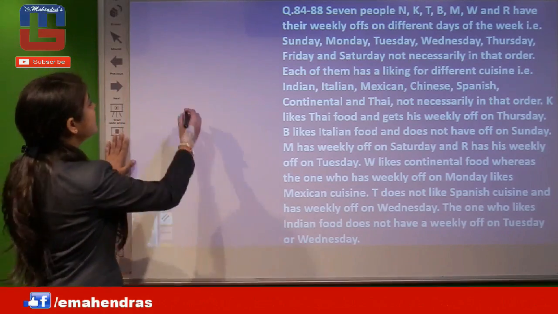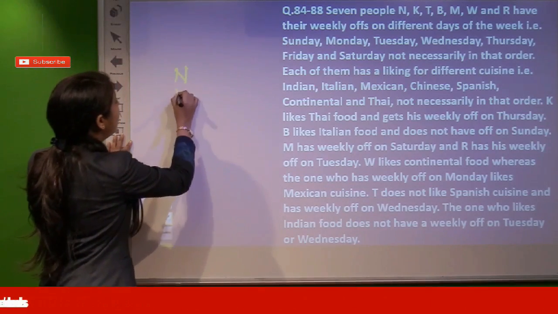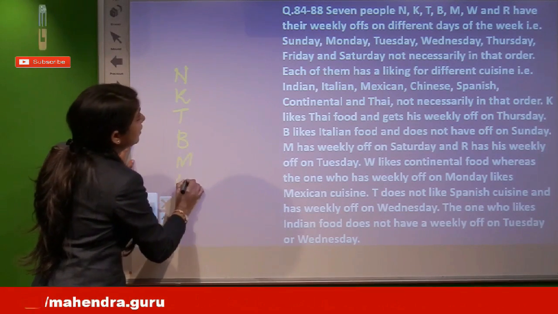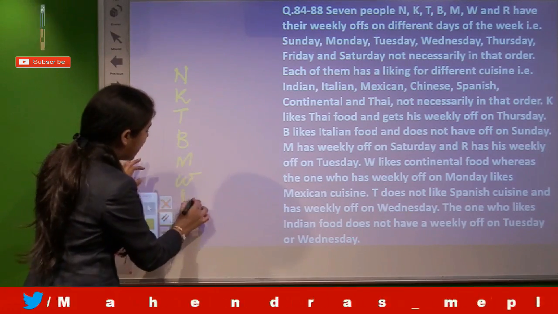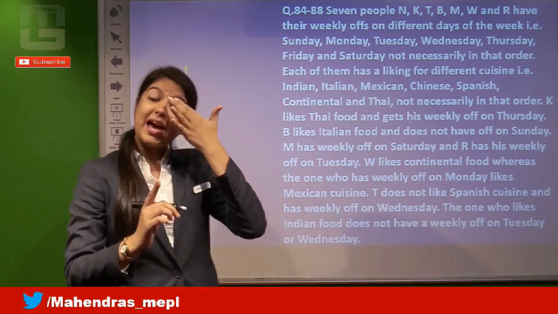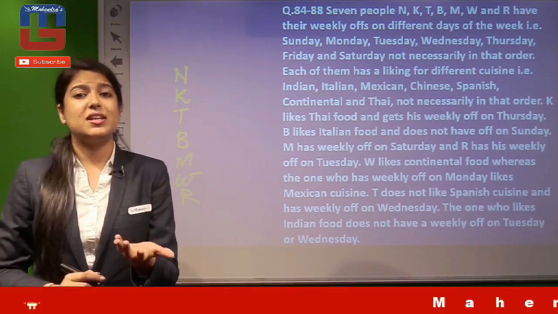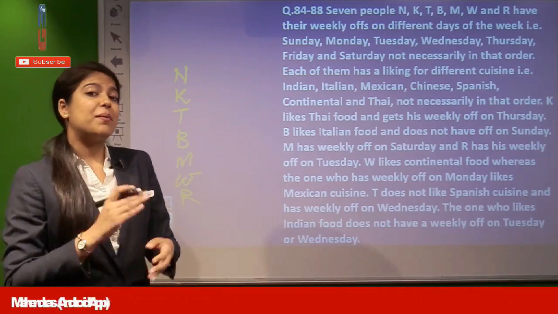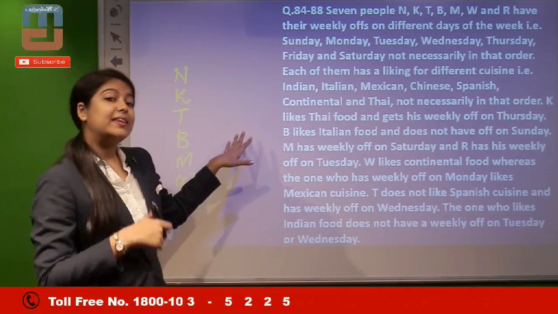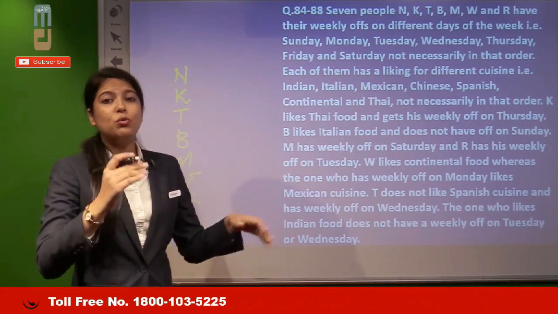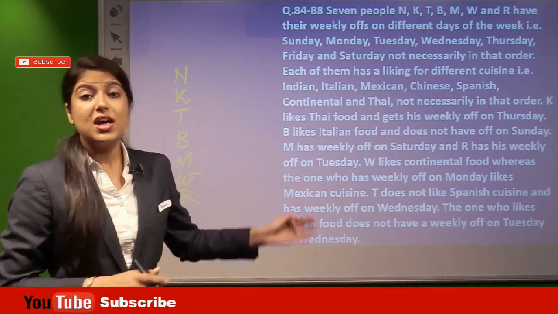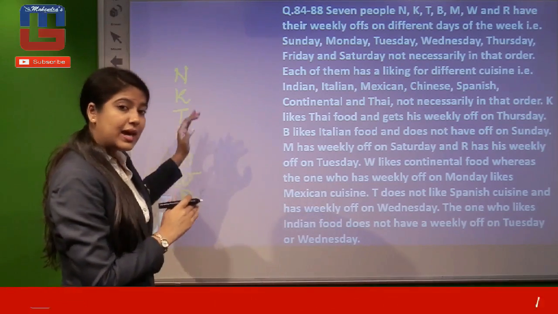So, we will arrange these questions according to the characters, that was N, K, T, B, M, W, right, and R. So, why have I taken the characters for you all? Because the question itself is saying they are having week off but not in that same order. So, if we place the days here and then the characters in front of them, we might get confused while solving the questions. So, let us take according to the characters only.